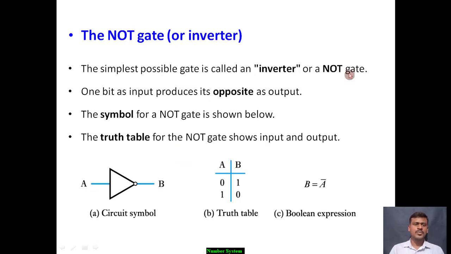Next we will move on to the NOT gate or inverter. We also call this an inverter. The simplest possible gate is called an inverter or NOT gate. One bit as an input produces its opposite as an output. That means if you give the input as 0, it will produce the output as 1, and 1 to 0. Right? So the symbol for the NOT gate is this.